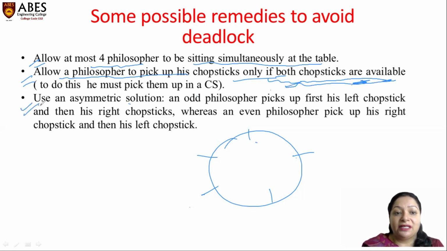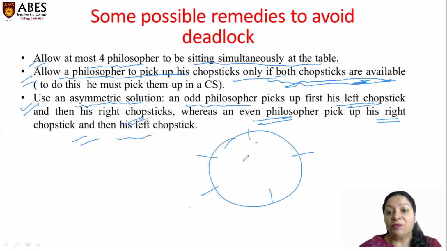One more solution is the asymmetric solution, where an odd philosopher should pick up his left chopstick first and then the right chopstick, whereas an even philosopher should pick up his right chopstick first and then the left chopstick. In this way, we can somehow remove the deadlock problem in the dining philosopher problem solution using semaphores.